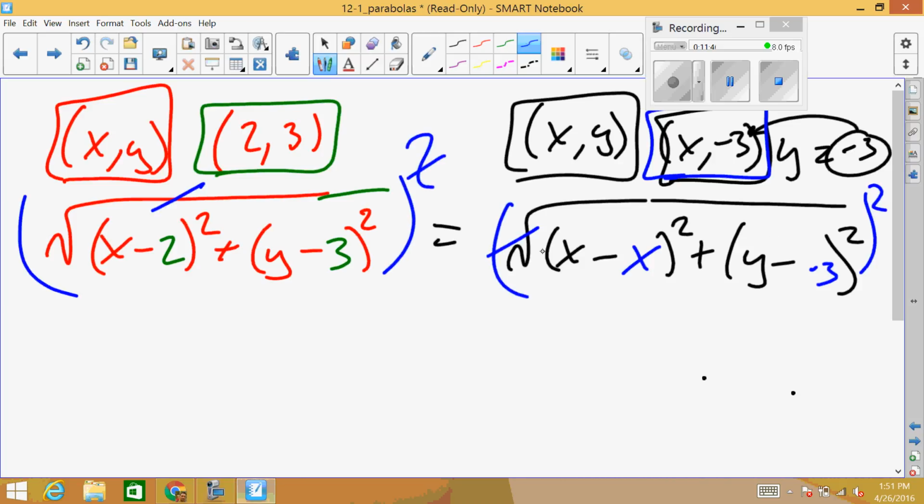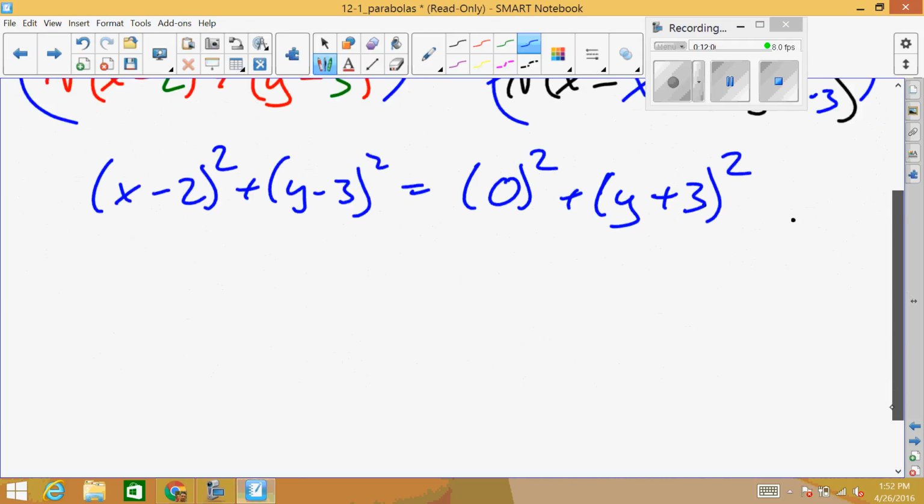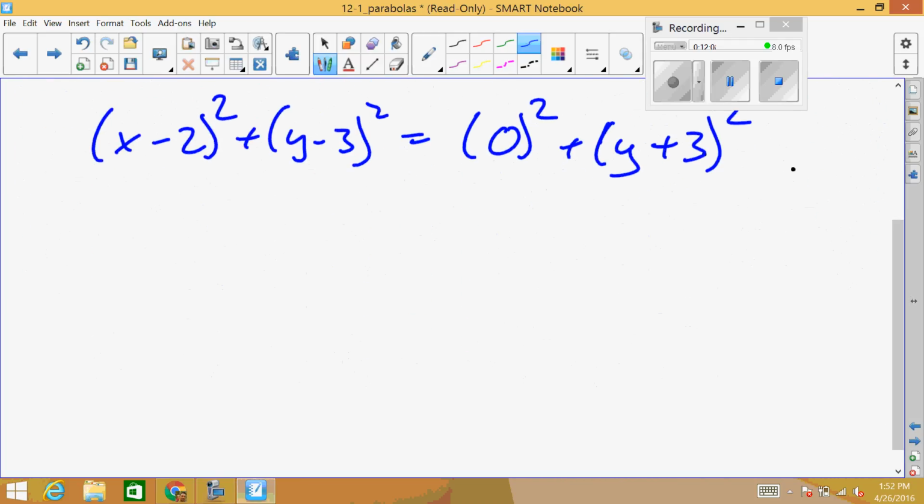So they're gone. Looks like I get (x minus 2) squared plus (y minus 3) quantity squared, equals (x minus x, which is just 0) squared plus, I'm going to simplify that and say minus a -3, we're going to put plus 3 squared. Alright, so I've got these y's on both sides. I'm hoping that this comes out to be quadratic with an x squared, not a y squared. So I'm going to leave x alone. And I'm going to get y outside of parentheses.